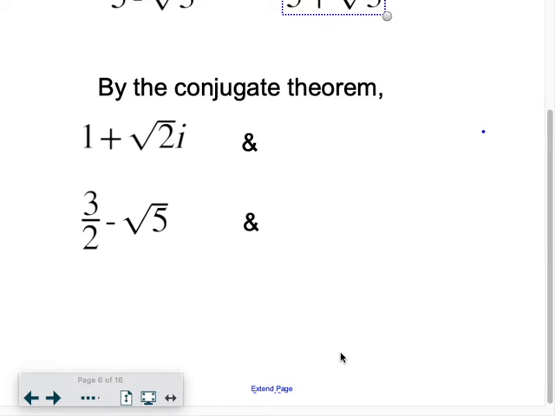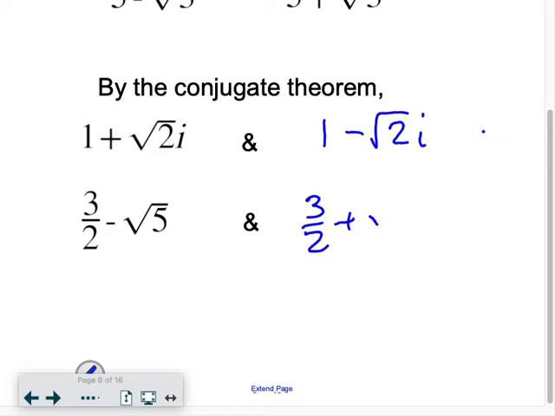Complex conjugate is specific to complex values, but it's the same idea, right? So 1 plus root 2i, then 1 minus square root 2i. 3 halves minus root 5, then 3 halves plus square root 5. You should remember this from Algebra 2, yeah?